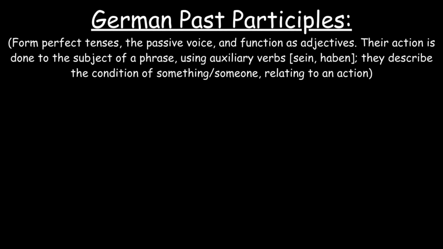German past participles form perfect tenses, the passive voice, and can also function as adjectives. Their action is done to the subject of a phrase, sometimes using auxiliary verbs like sein and haben, and they describe the condition of something or someone and say that something is related to an action.